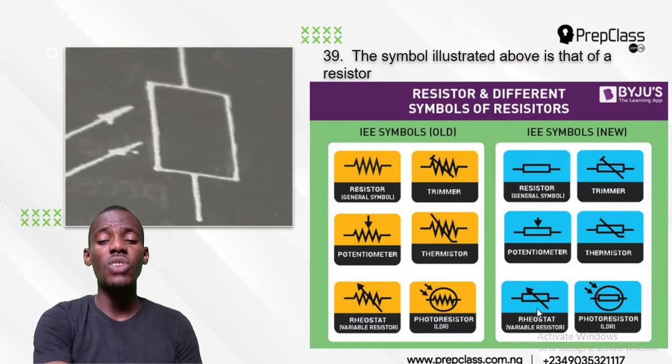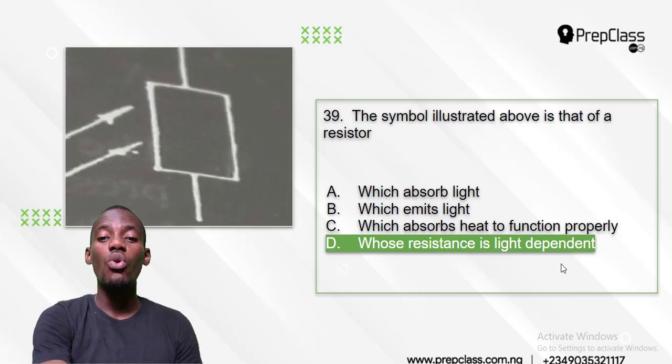This symbol means this one is popular with us, and this one is LDR. So this is the light dependent resistor, and that is the answer to that question: whose resistance is light dependent? It is the answer for number 39.